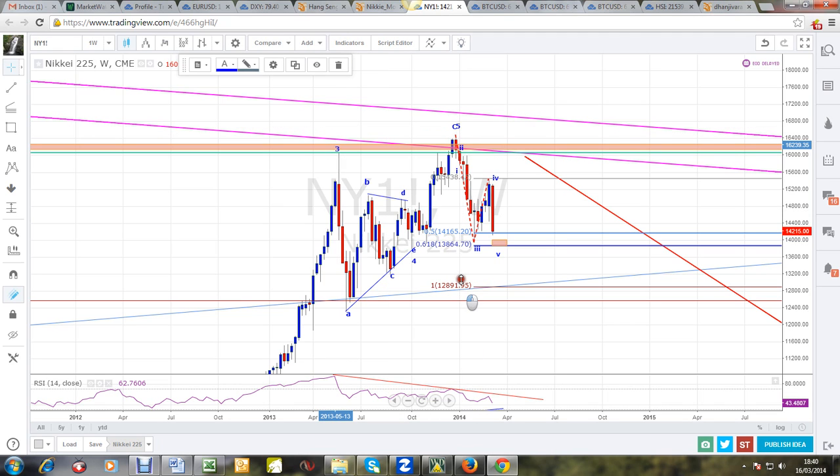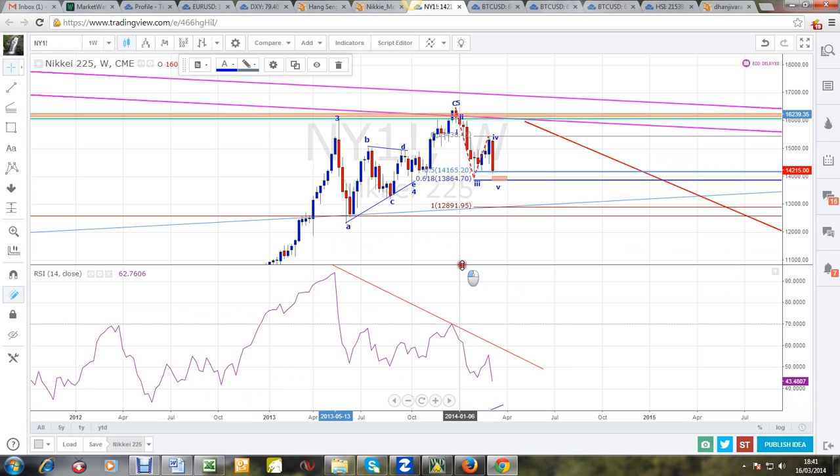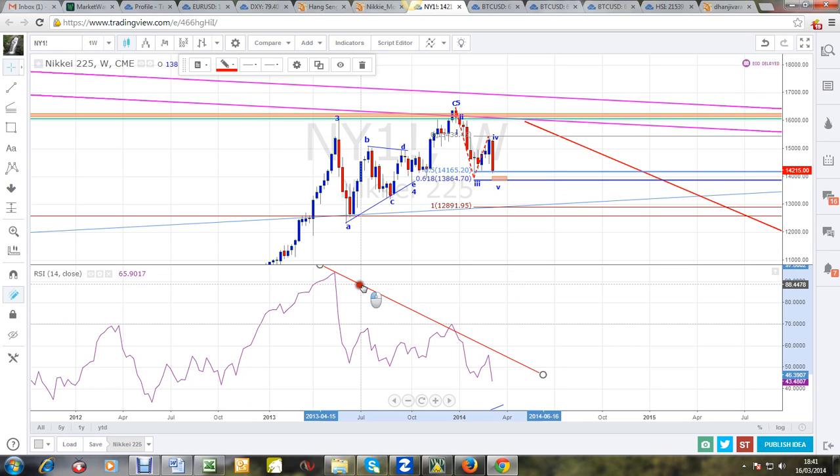Okay, now in that process you've got a divergence between wave 3 and wave 5. So that's the way you actually use confirmation. Okay, so you use the confirmation. This is on a weekly, so you've got plenty of time to assess where the market has changed.